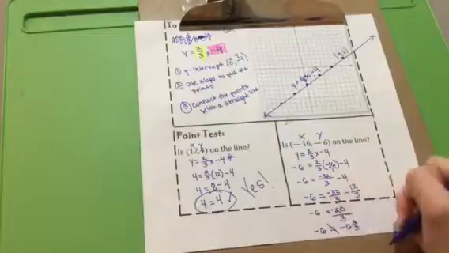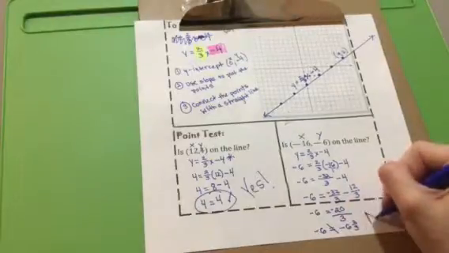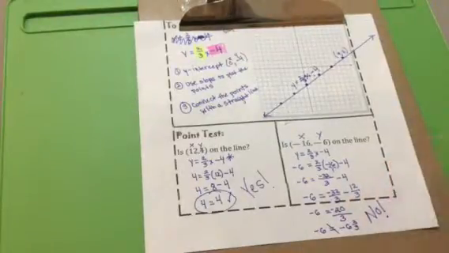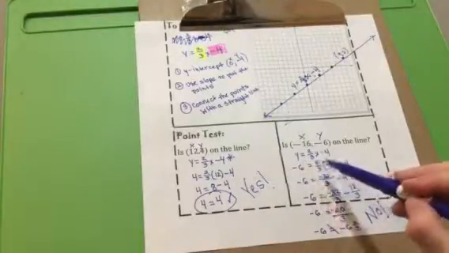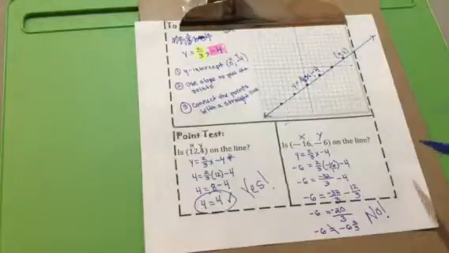Since they do not equal each other, we say no, this point would not be on our line of y equals 2/3 x minus 4.